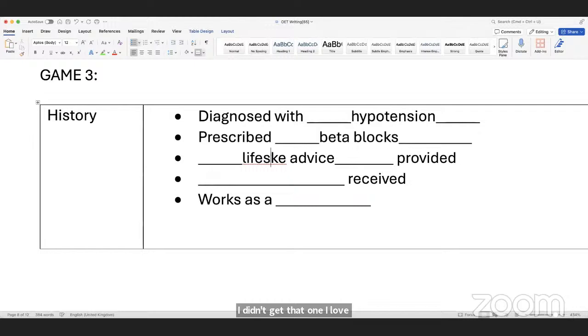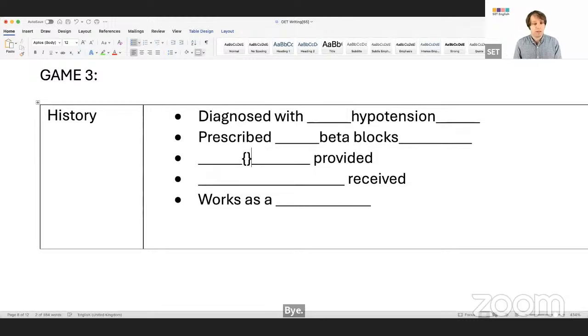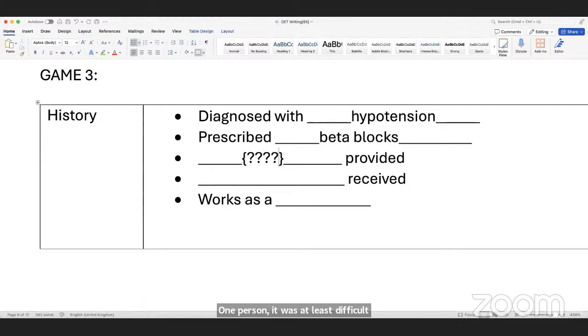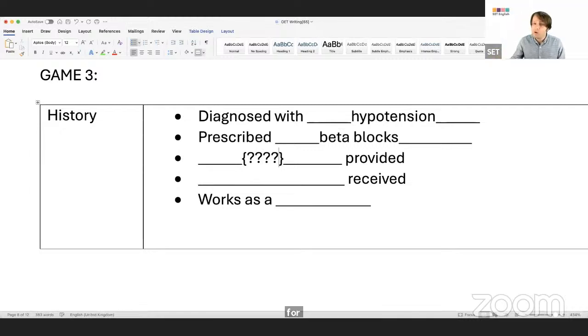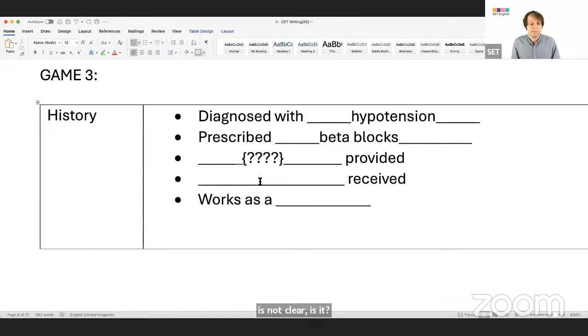It wasn't difficult. At least it was difficult for one person. The reason is the category is not clear, is it? It's difficult to guess the category. Provided. What's the category? Could be medication. Could be anything, right? When the category is not clear, those ones are the most difficult ones. Okay. All right. What was the answer for this one?